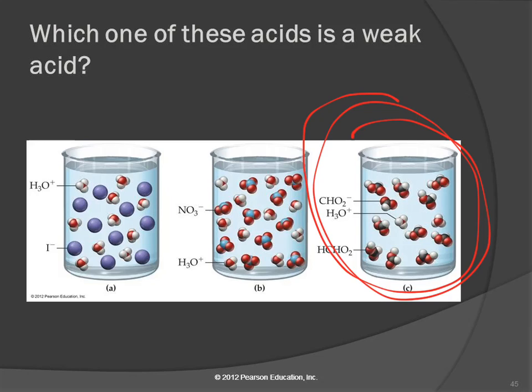So again, try to separate corrosiveness and concentration from this idea of strong and weak acids. Strong acids ionize completely. Think of it in terms of the electrolytes in the light bulb. Strong light, strong electrolyte, strong acid. Weak light, weak electrolyte, weak acid. And then there are non-electrolytes, and they don't light the light bulb at all, like sugar.